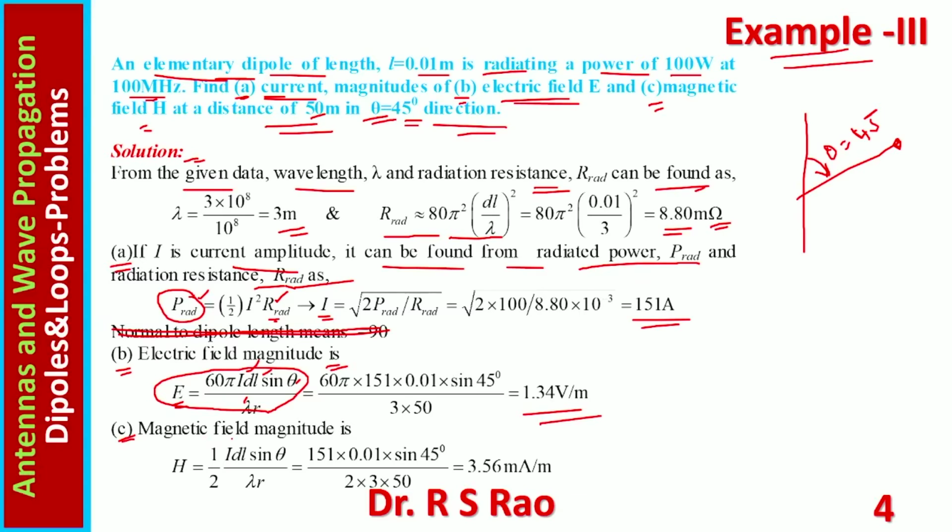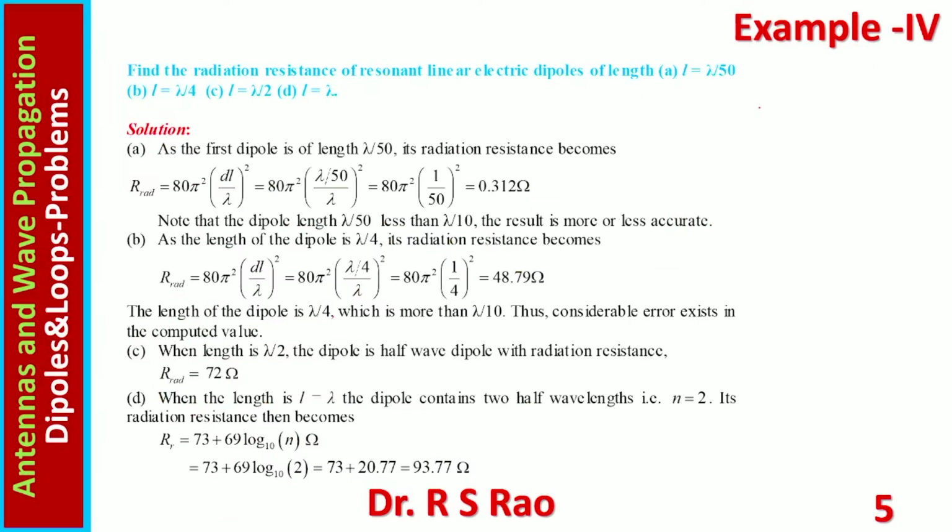C, here magnetic field is determined. H is equal to half I dl sin theta by lambda r. This is also a standard formula for magnetic field due to elementary dipole radiation. Substituting the available values for all the quantities in this expression, one can obtain H without any difficulty. In the present case, it turns out to be 3.56 milliamperes per meter.